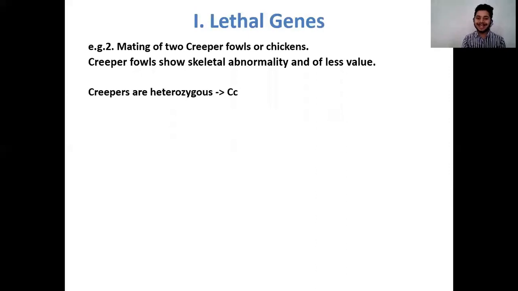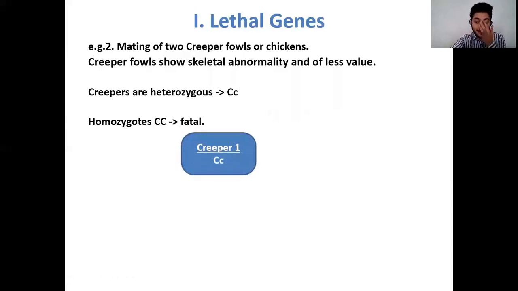Now remember that these creepers are heterozygous and they are living. The heterozygous condition is denoted by capital C and small c, where the capital C is my lethal allele. Now if this lethal allele is present in the homozygous combination, then it is going to be fatal, and the chicken is going to die in the embryonic state itself. So the heterozygous individuals are living, and therefore they are creepers with crooked legs, while the homozygous individuals immediately undergo death.